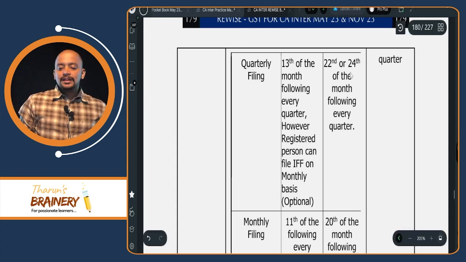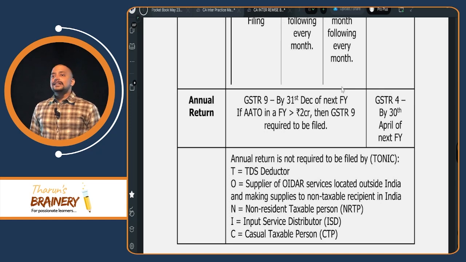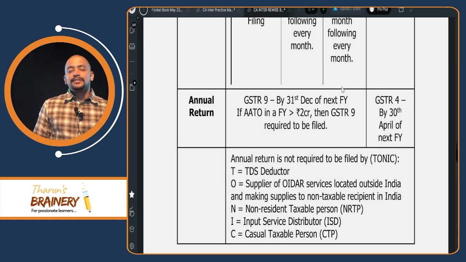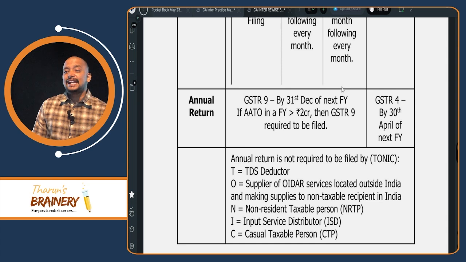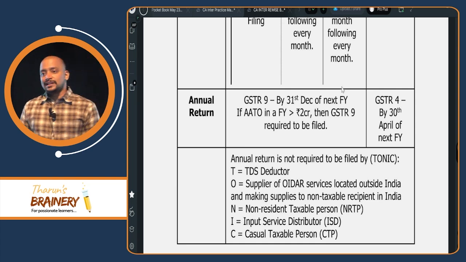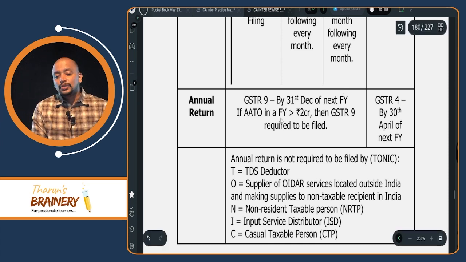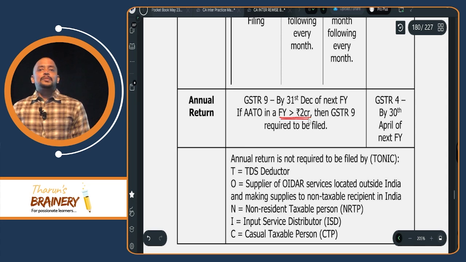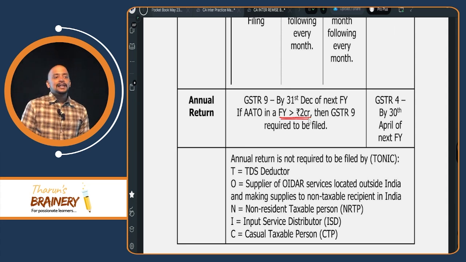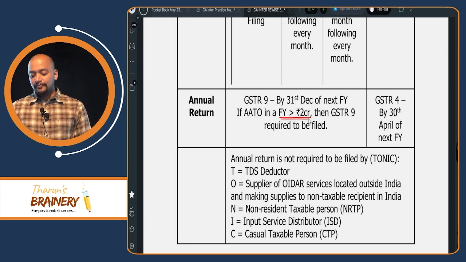Then next, the annual return needs to be filed. So what is the format of the annual return? The form of annual return is GSTR 9. And who is required to file the GSTR 9 annual return? One whose aggregate turnover in a financial year exceeds 2 crores. And what is the time limit by which the annual return needs to be filed? 31st December of the succeeding financial year.